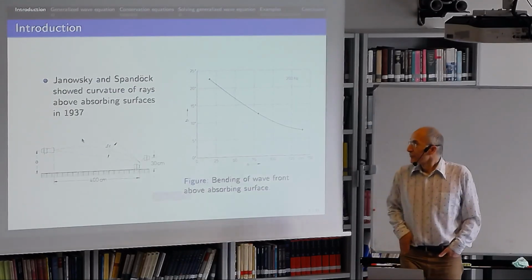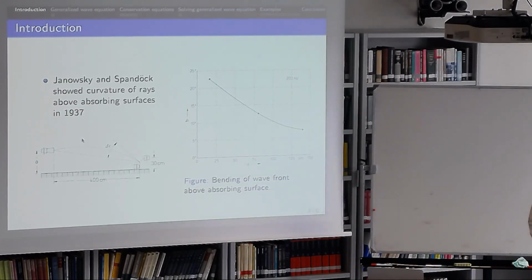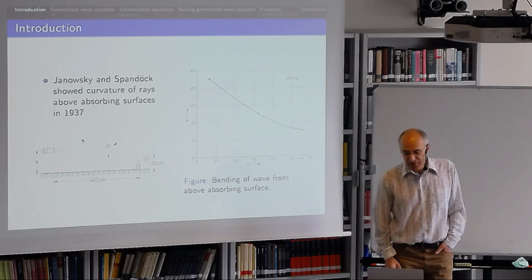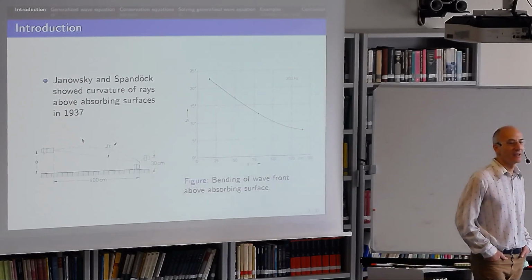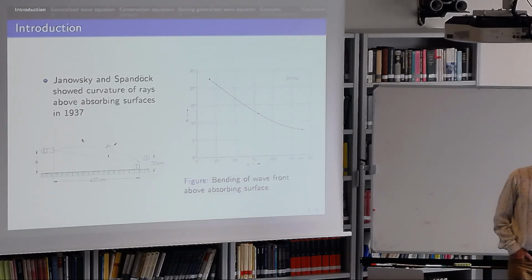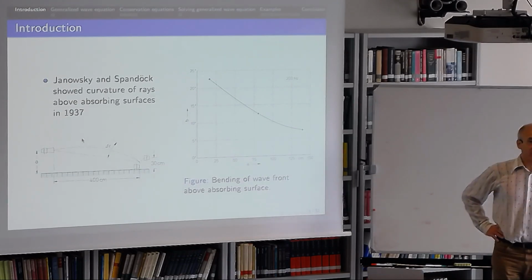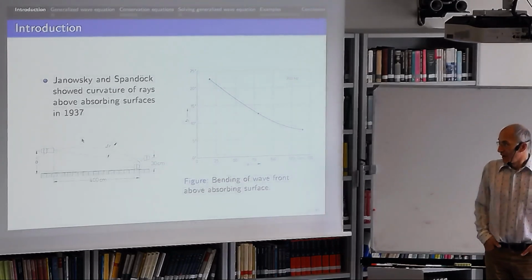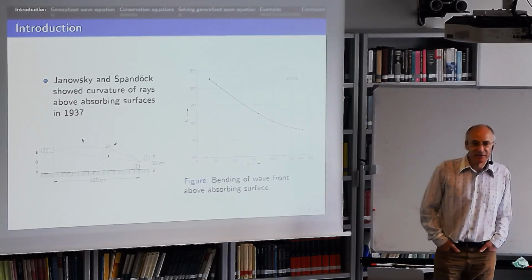So where does it come from? It comes from a paper from Janowski and Spandöck, if I speak English, German properly, which showed experimentally the curvature of rays above an absorbing surface. Spandöck was the first one to build anechoic chambers, and he had a very low ceiling place. So he put a lot of absorbing wadding. It was made of material which could burn, so he was very careful in the design.